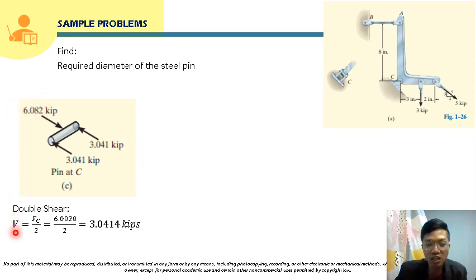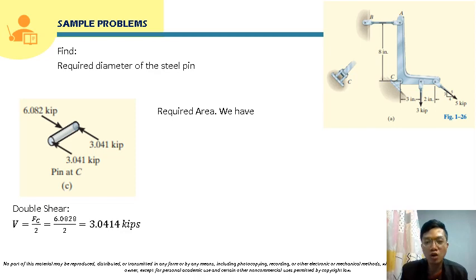So our shearing force will be equal to half of the reaction force, which is 6.0828 over 2, and that will be equal to 3.0414 kip. So this is the shear force that we will use in our computation.